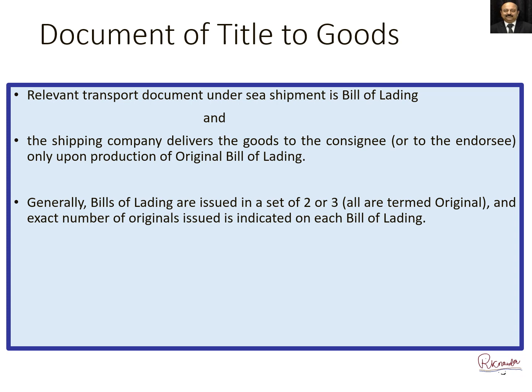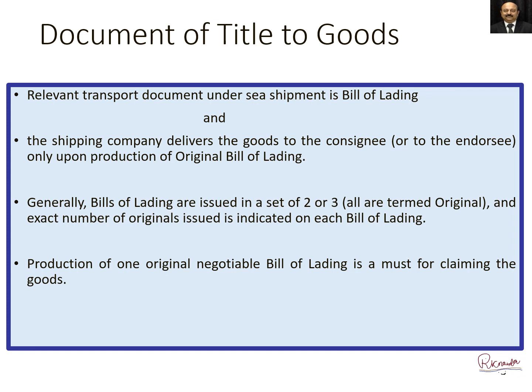Generally, bills of lading are issued in a set of 2, 3, 4 as per the requirement of the buyer, and the exact number of originals issued is indicated on the bill of lading. So it is written on the bill of lading, say, 7 bills of lading have been issued. It means 7 originals have been issued. Production of one original negotiable bill of lading is a must for claiming the goods. Bill of lading is thus termed as a document of title to goods, as I have already shared. In whose favor this document has been made, he becomes the owner of the goods.